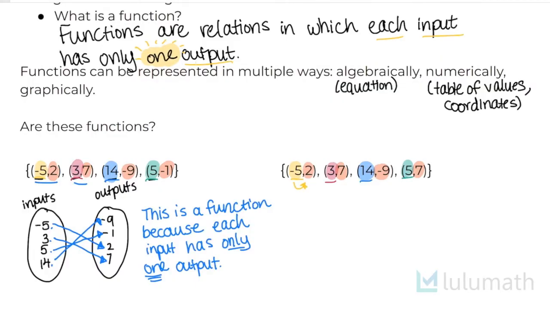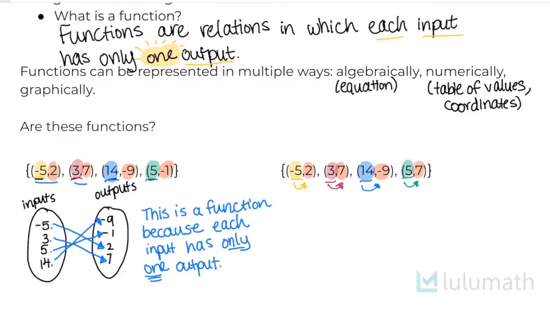So -5 is only mapped to 2. It's not mapped to any other numbers. 3 is only mapped to 7. It's not mapped to any other numbers. And although this 5 is also mapped to this 7, the 3 is not mapped to anything else and the 5 isn't mapped to anything else. So this is allowed. Outputs could be mapped to as many inputs as we want. The definition is that each input can only have one output. So the outputs don't have any restrictions. It's only our inputs that do. And then lastly, this 14 is only mapped to this -9.